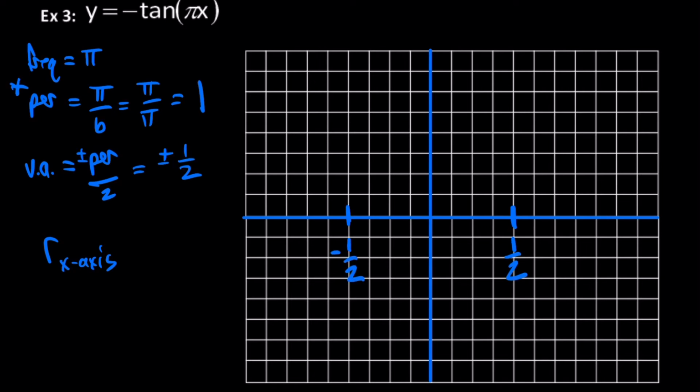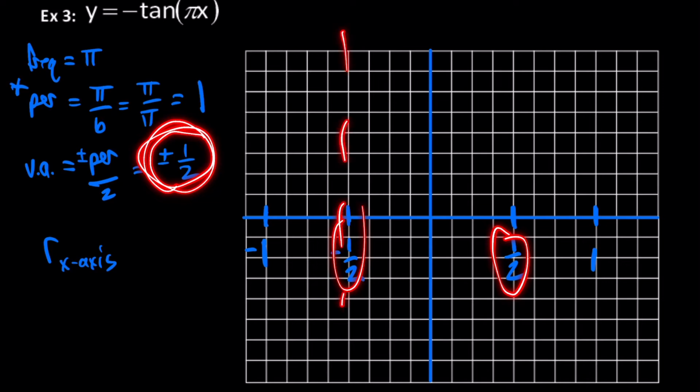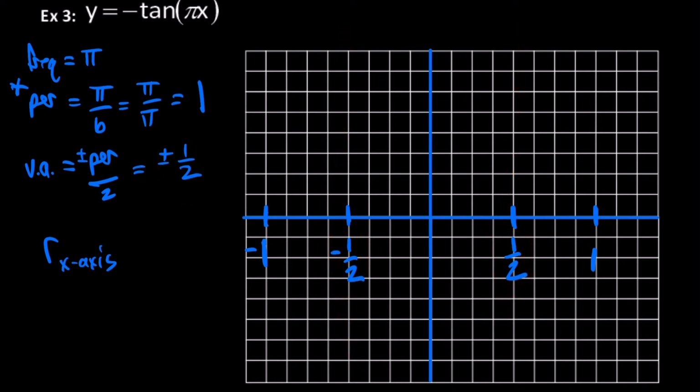And because I like to do 2 cycles with tangent, just for practice, I'll go 1 more here. That's a 1. And remember your scale, that's -1. So I like to start tangent with the vertical asymptotes, plus minus 1/2. Here, here, asymptotes. All right, let's get those in.